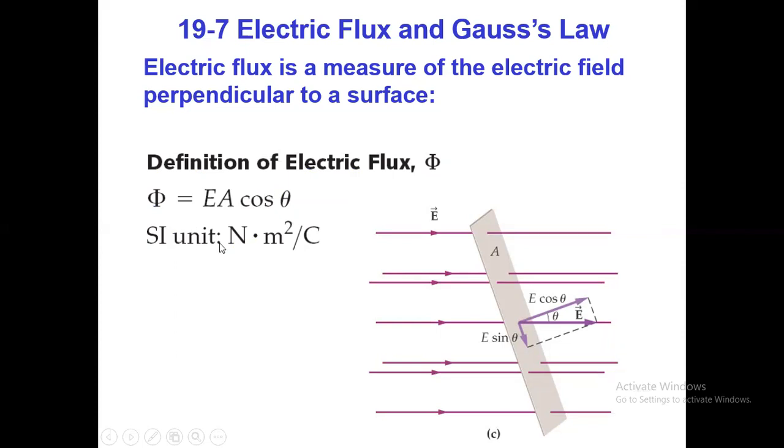The SI unit of flux is the Weber. It is a derived unit, but in terms of nominal units, it is Newton meter square per coulomb. This is how the concept of electric flux originates from the electric field or electric lines of force. That's how we can explain the concept of electric flux through the electric field or electric lines of force.